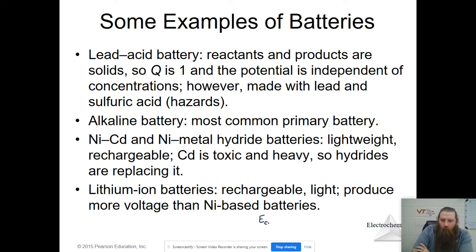The typical voltage of a lithium-ion cell is going to be something like 3.7 volts. For a nickel, or actually, I don't have that one in my notes.